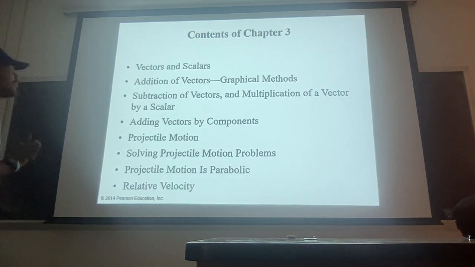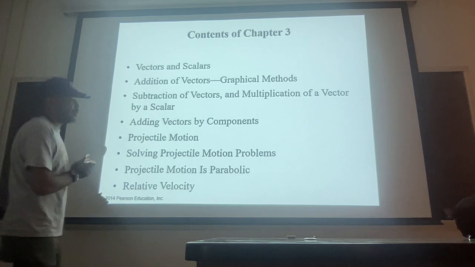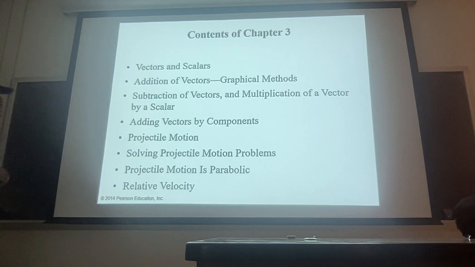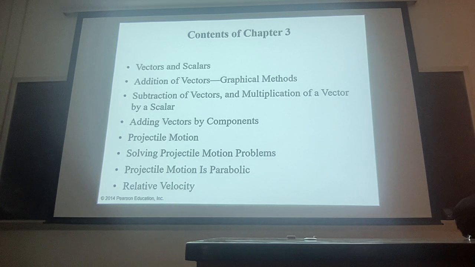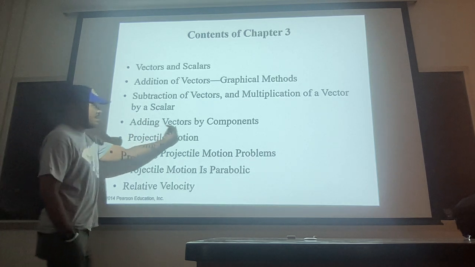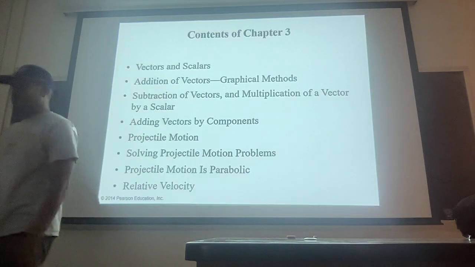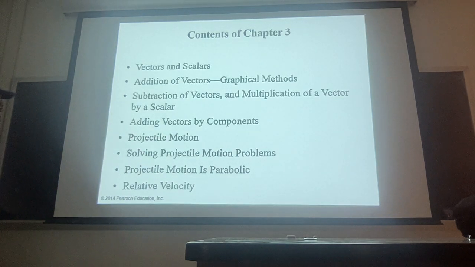So the contents of chapter 3 are as follows. We're going to make a distinction between a vector and a scalar. We're going to go over some graphical methods in adding vectors. And we're going to do some subtraction of vectors, multiplication of vectors, a lot of vector math. And then we're going to do vector components. And in adding vector components, we're going to have to harken back to our trigonometry. Sine, cosine, theta, all of that stuff.